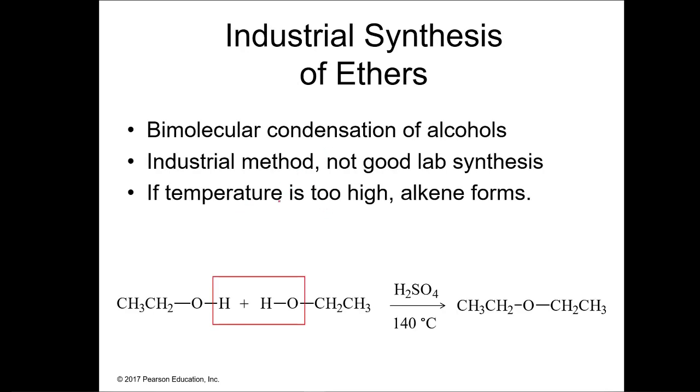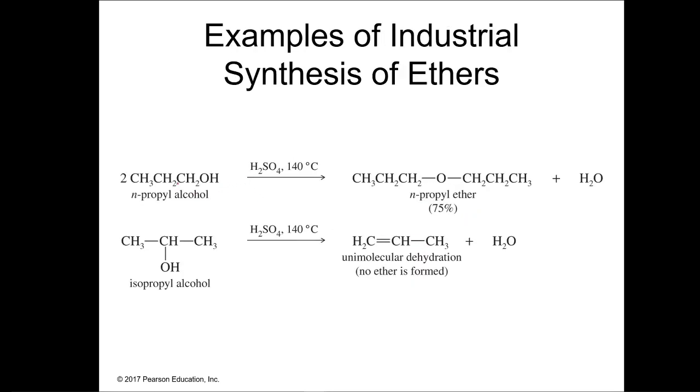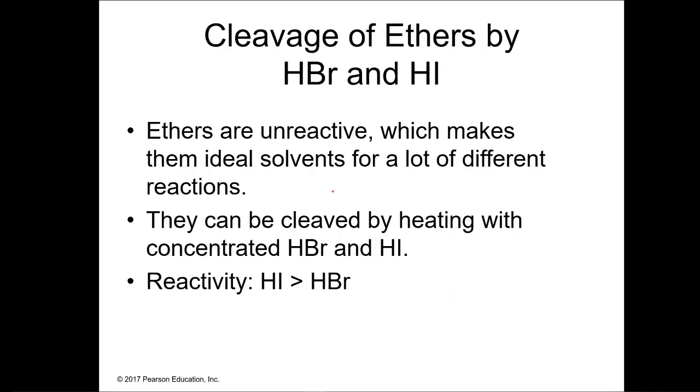Industrially, when they're doing massive amounts, okay, you can actually have a bimolecular condensation. So you take two ethanols and you form diethyl ether. But this is really good for industry, but not great for lab methods. It's really easy to accidentally get an elimination instead of a condensation. So a couple things they make this way: n-propyl ether. If you try to do it with isopropyl alcohol, you don't get any ether. So it's good for forming large amounts of very specific products, but this is not one you want to do in your synthesis.